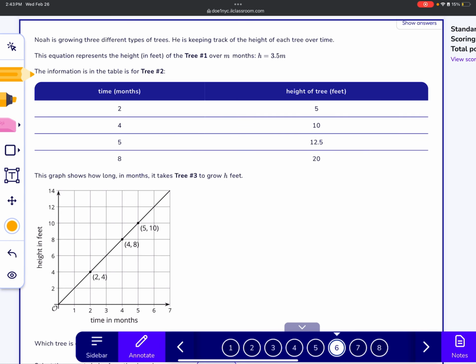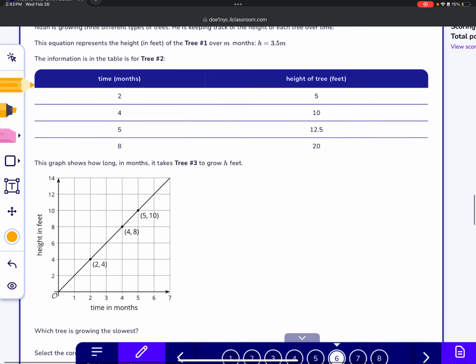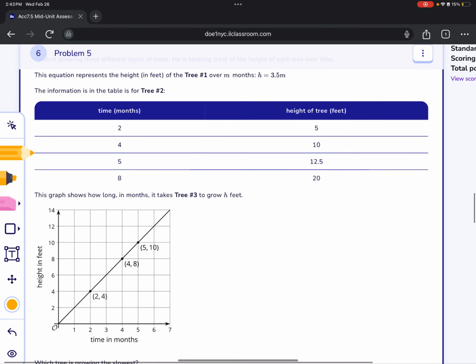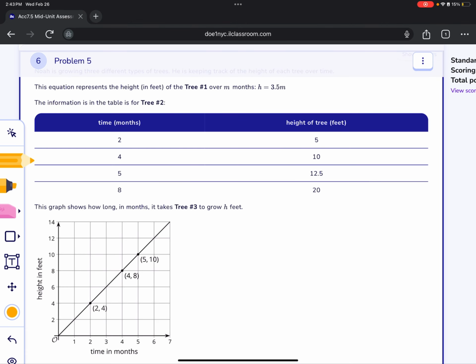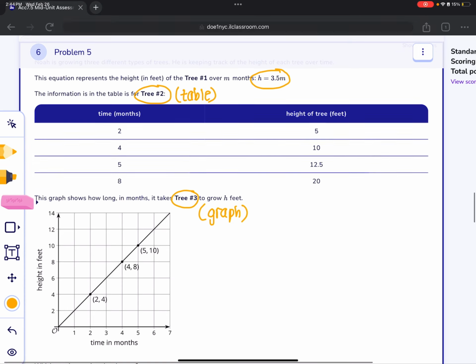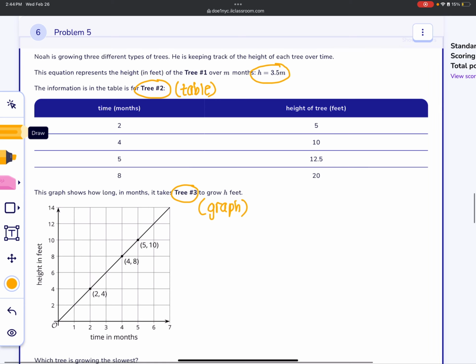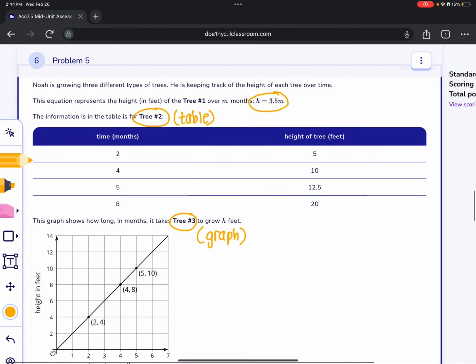So this graph shows how long in months it takes tree number 3 to grow h feet. And here we have a graph for it. So we are really comparing tree number 1, where they gave us the equation, with tree number 2, which is given to us as a table, and the last one we have is tree number 3, which is given to us as a graph. And our first question is, which tree is growing the slowest?